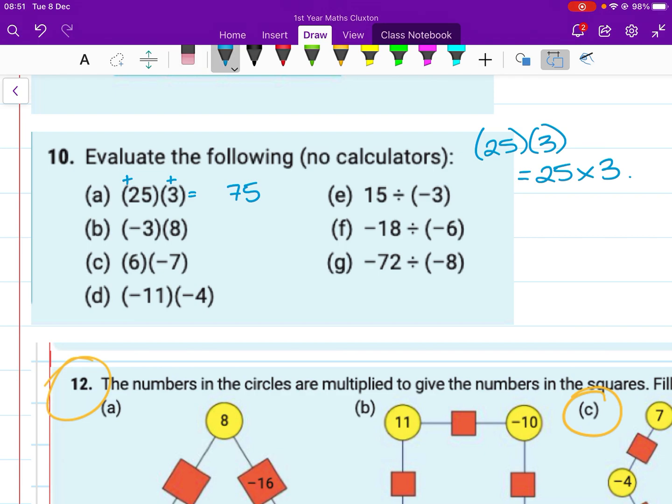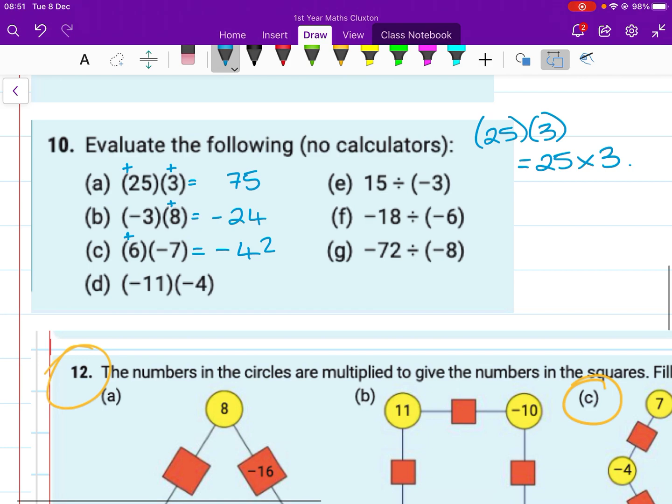Okay, here we have a minus on the 3 and a plus on the 8, so we have different signs, which is minus, and 3 8s are 24. Here, plus on the 6, minus on the 7, so different signs is minus. 6 7s are 42. Here the signs are the same. 2 minuses are the same, which means my answer is a plus, and 11 times 4 is 44. And again, write the plus or don't write the plus, it doesn't matter.